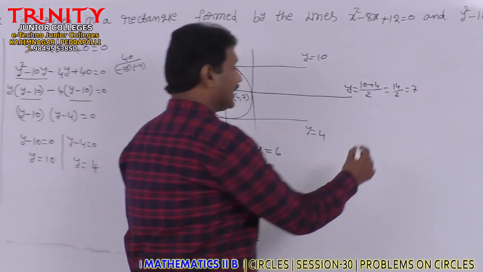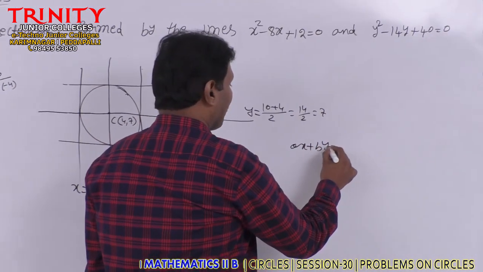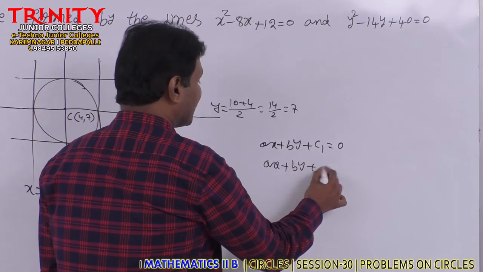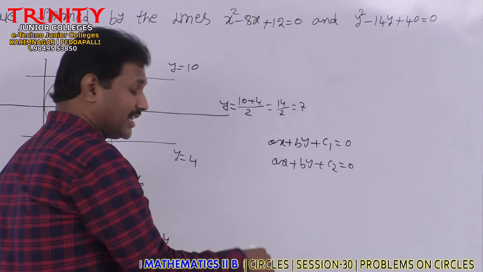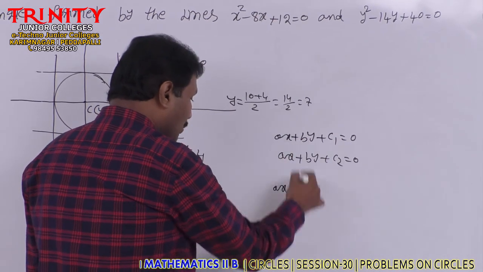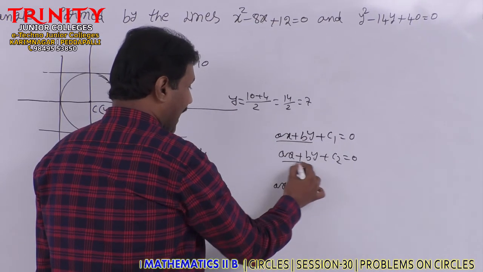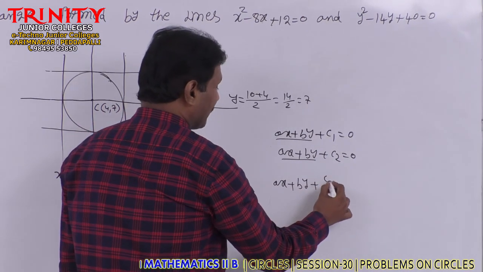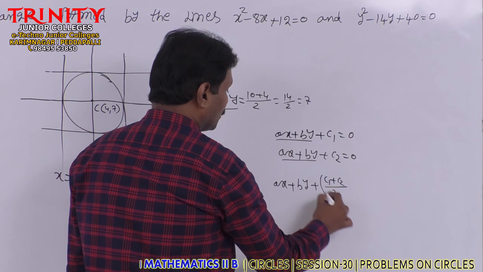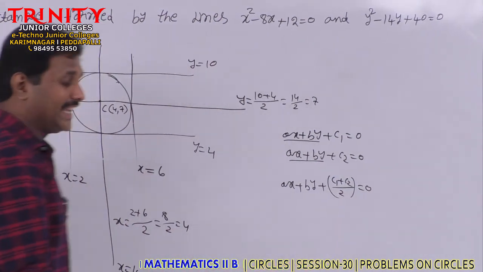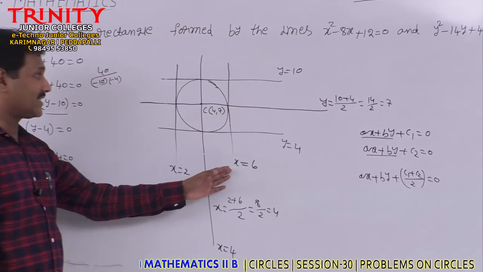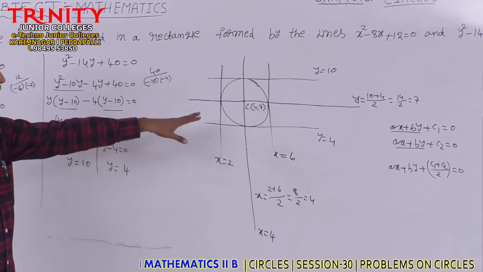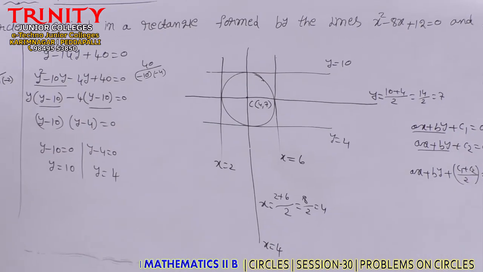The general formula: ax plus by plus c1 equal to 0 is one line equation, and ax plus by plus c2 equal to 0 is the other line equation. Because these two lines are parallel, the midway line between them is ax plus by plus (c1 plus c2) by 2 equal to 0. Here these lines are parallel to the y-axis and the x-axis, so the problem is solved simply. Therefore, the required center is (4, 7).